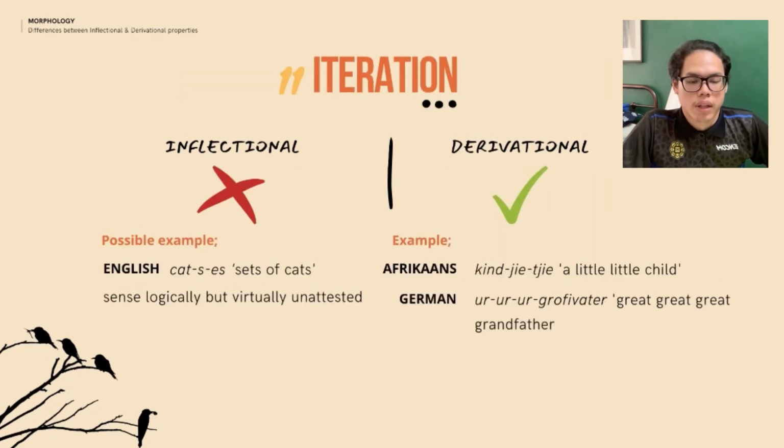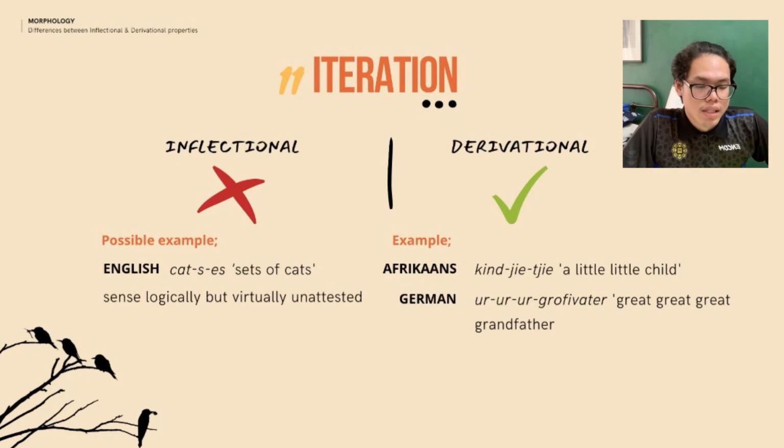Alright. The last one is iteration. Inflectional values cannot be iterated. Meanwhile, derivational values can usually be iterated. Let's take a look at the examples. Although I said just now that inflectional morphemes cannot be iterated, there is a possible example. For example, in English, we can say catses, meaning sets of cats. It sounds logical, however, it is virtually unattested, meaning it is not documented and not being used. So technically, it does not exist.